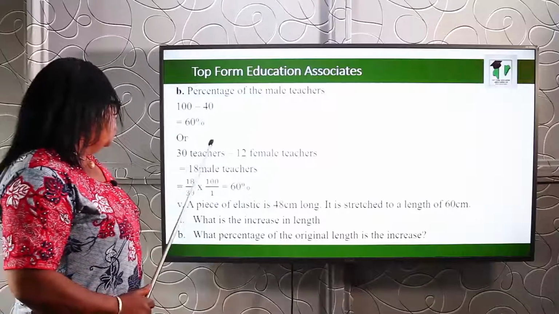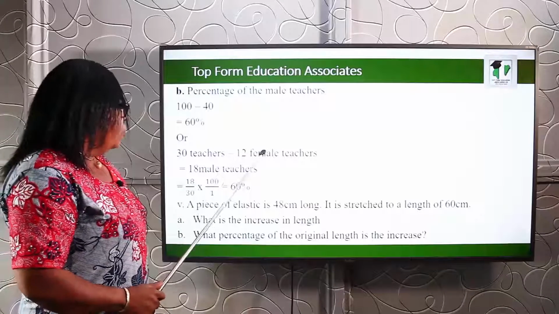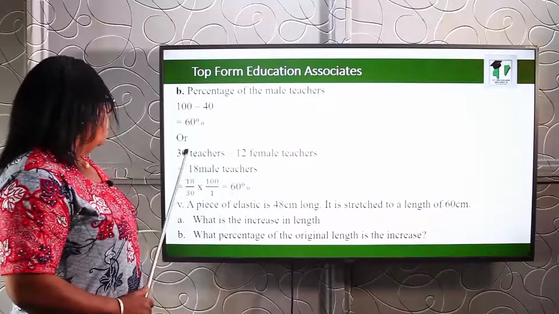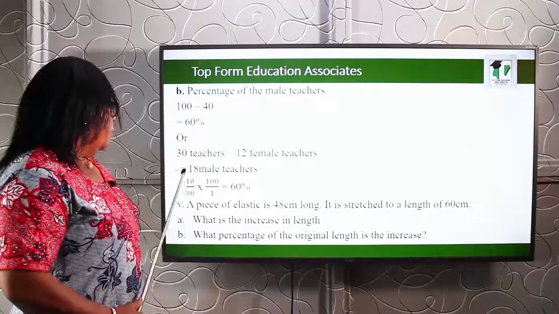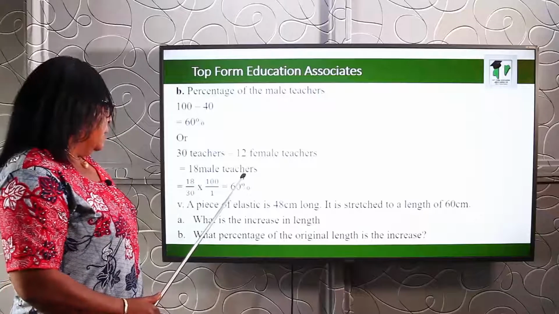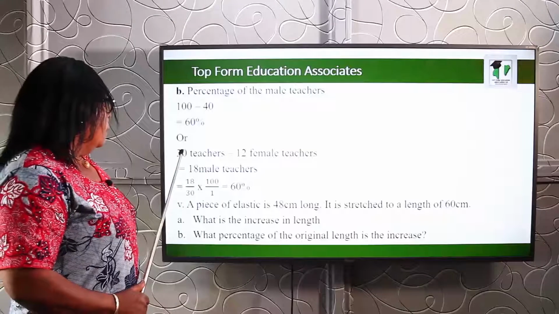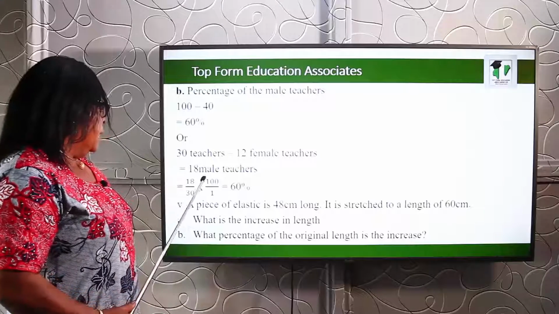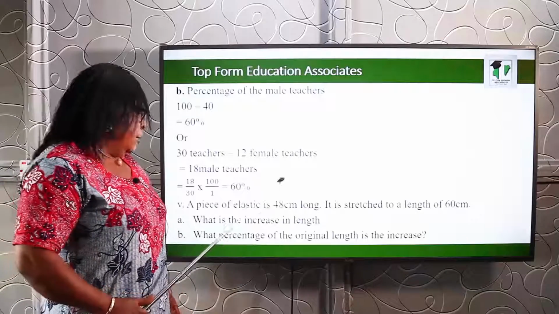Alternatively, we will just find the number of male teachers by subtracting the number of female teachers from the number of teachers in the school. 30 minus 12 will give us 18 male teachers. So 18 male teachers over the number of teachers, which is 30, times 100 over 1 will still give us 60%.